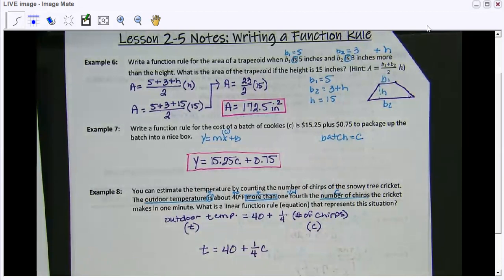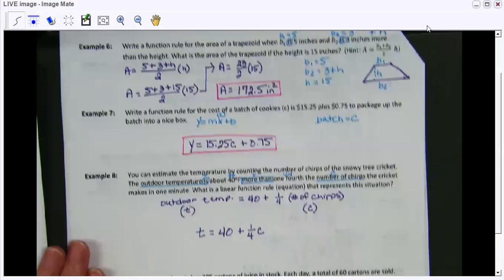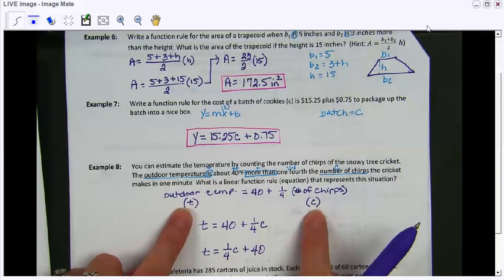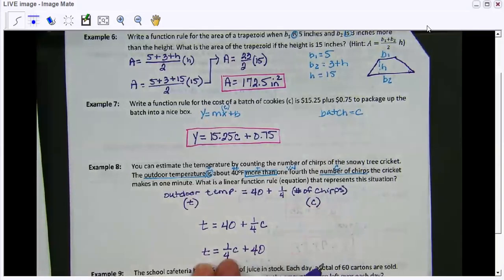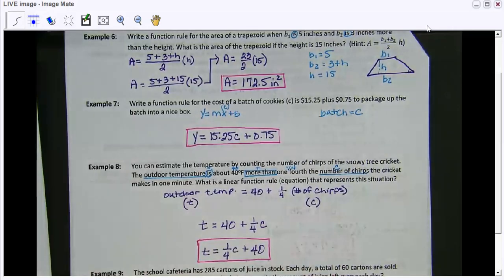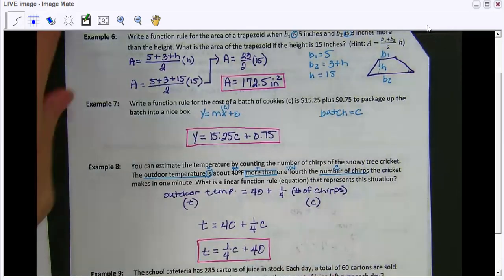Okay, now we've been working on slope intercept equations, and I don't think I did it on the other side. This is not in slope intercept form. So if we wanted to, we would just need to switch these around and we can write it as T equals 1/4 C plus 40. A lot of you don't like to change your variables, so you might have it as Y equals 1/4 X plus 40, and that's fine as well. I prefer to use variables that represent the unknowns in my equation just to help me understand what I'm solving for when I get to the end of my problem.